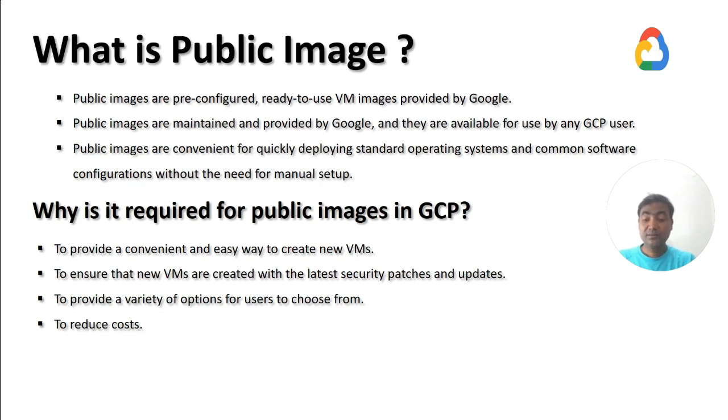Cloud Run requires users to deploy their code as a container image. Public images can be used to create container images for Cloud Run applications. Cloud Functions require users to deploy their code as a function image. Public images can be used to create function images for Cloud Functions applications.